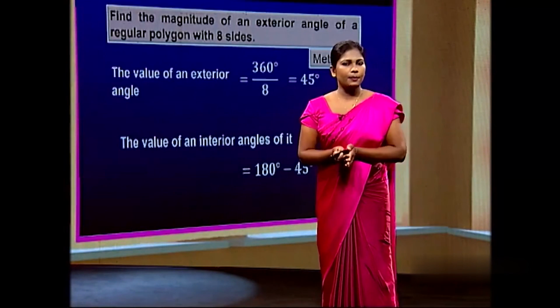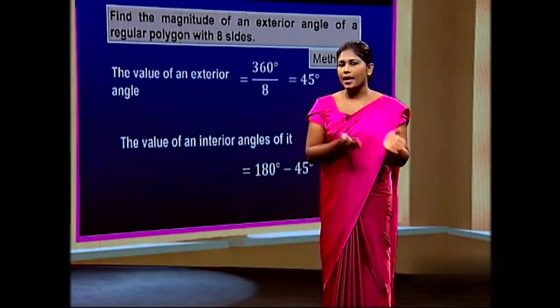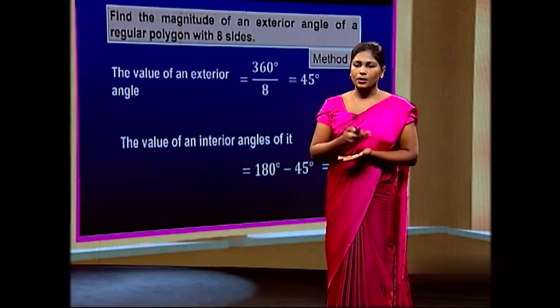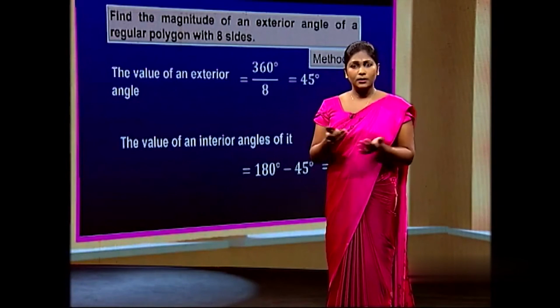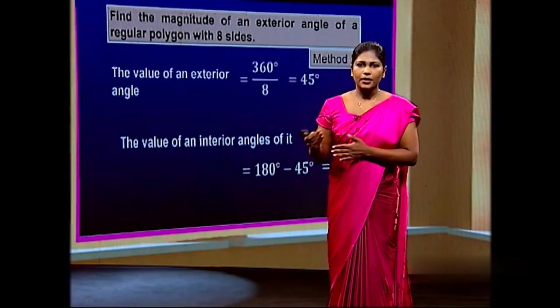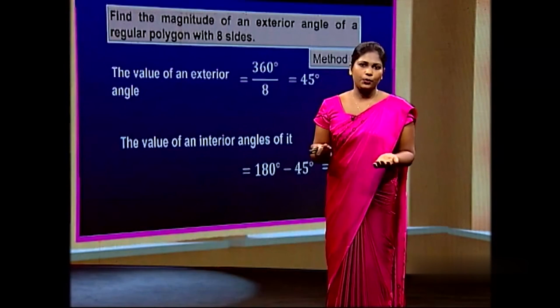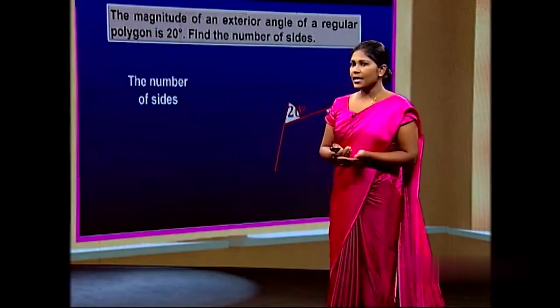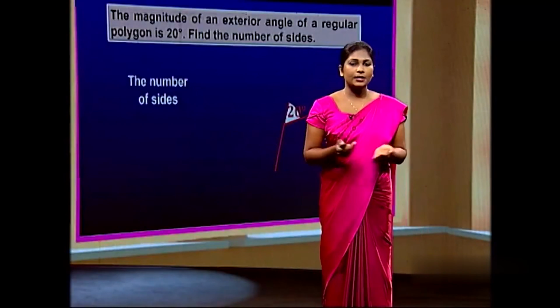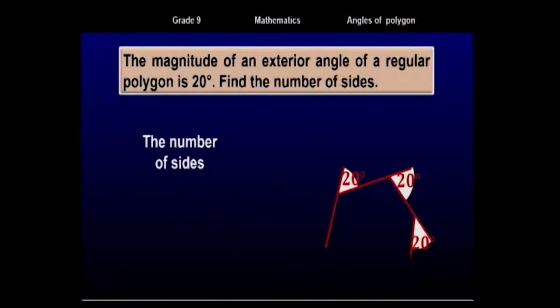So in a regular polygon, the main thing is angles are equal. All the angles are equal and all the sides are equal. So we can use any method as you wish. Now look at that. The magnitude of an exterior angle of a regular polygon is 20 degrees. Find the number of sides.